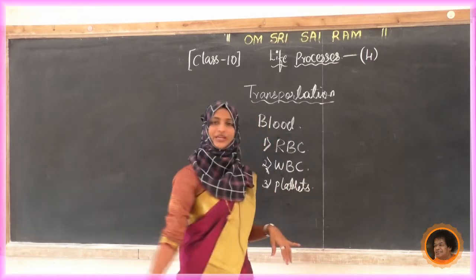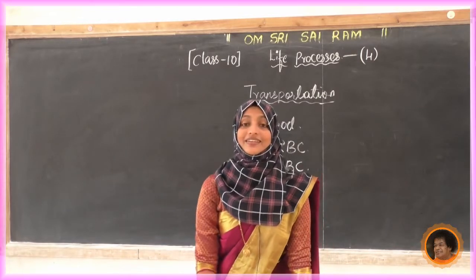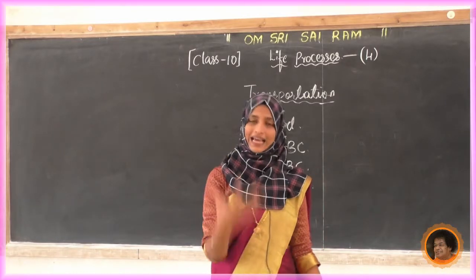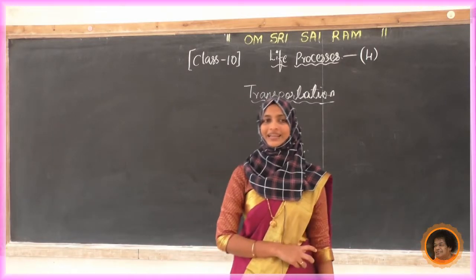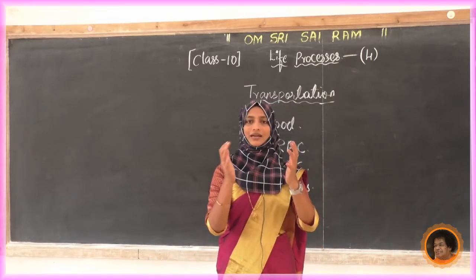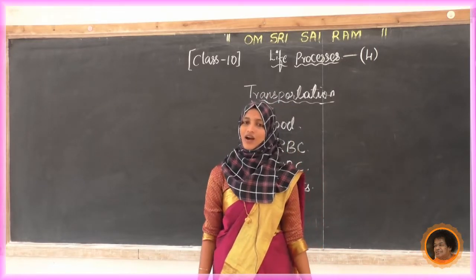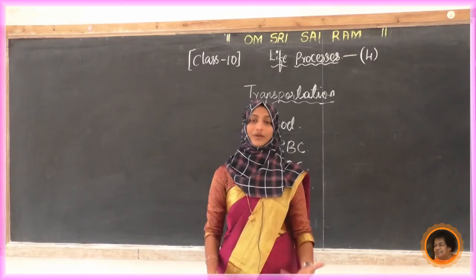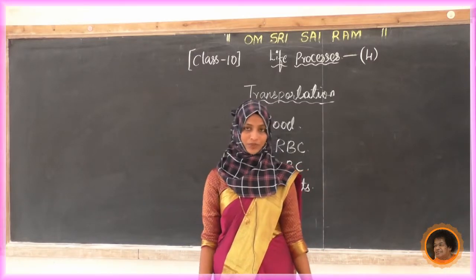So what is it doing? Platelets means what? See, it is going to coagulate the blood. It is helping to coagulate the blood. If in our body the constant number of platelets is not there, what will happen? Our blood won't coagulate. The blood won't coagulate soon.